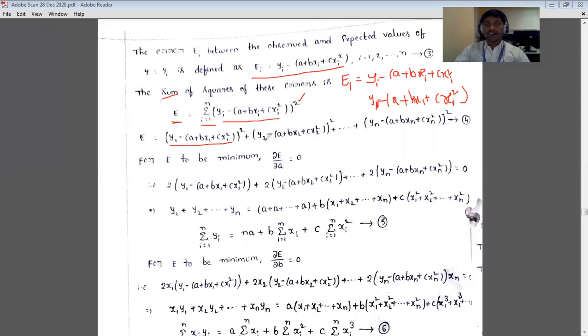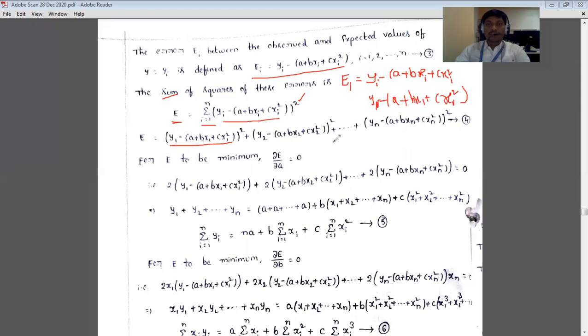And next, in the same way, the second one: y2 minus (a plus bx2 plus cx2 square) whole square. And in the same way, if you substitute n in place of i, what we get here is yn minus (a plus bxn plus cxn square) whole square. Our intention here is to minimize the errors. So minimizing error is nothing but what we are doing.